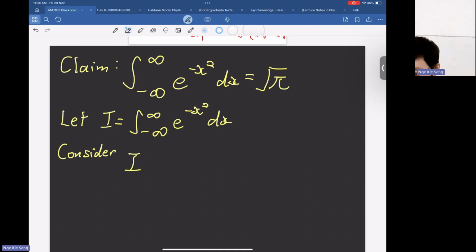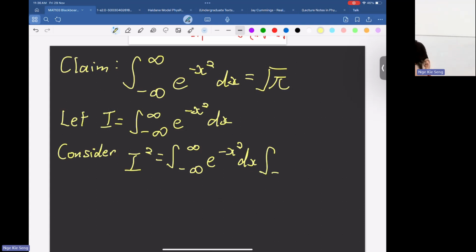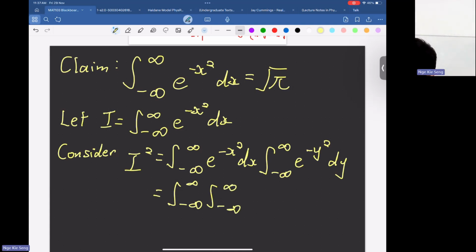So let's consider I squared. What is I squared here? You just take two integrals and multiply them together. If you take a product, you can use different variables because in principle they are not related. But what's the trick here? The trick here is to use Fubini's theorem, but I don't want to say that. We try to combine these two functions together.